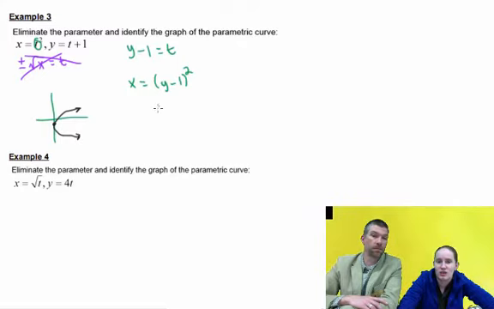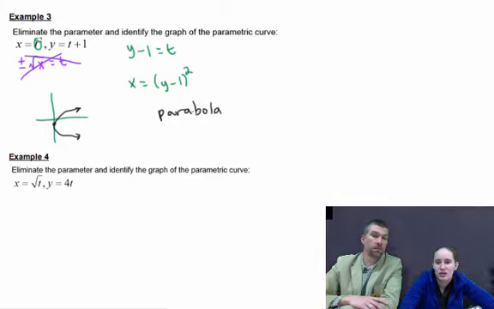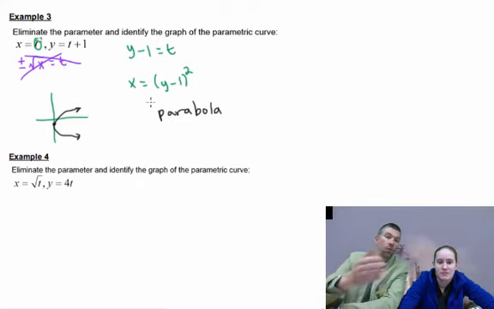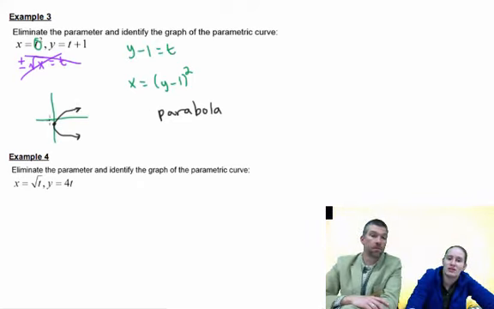When we say identify the graph, there's a y squared, so that means this is a parabola. But in case you were curious what it looked like, it will look kind of like that shape. Actually, when y equals 0, x would be 1. Well, that could happen. No. Maybe.